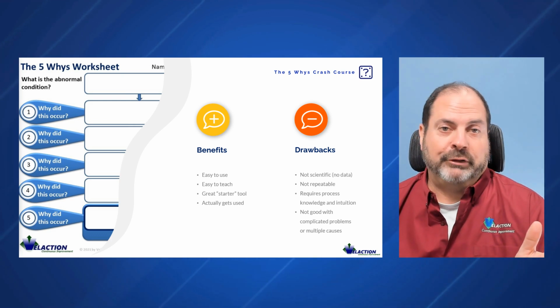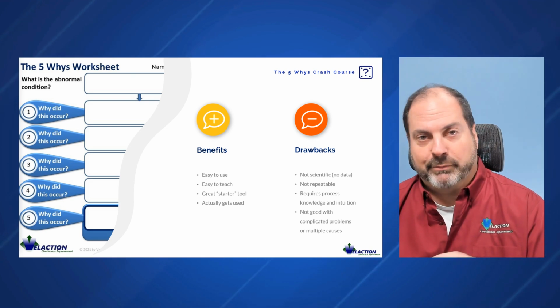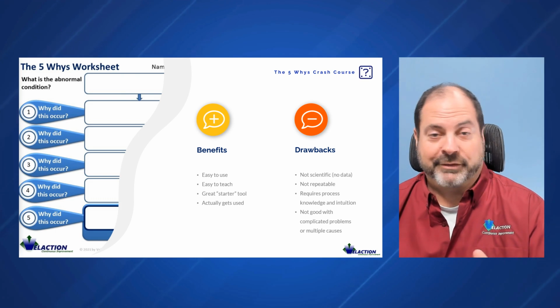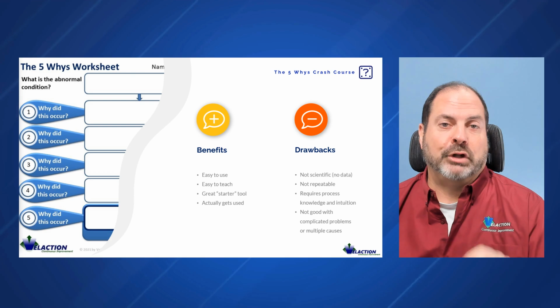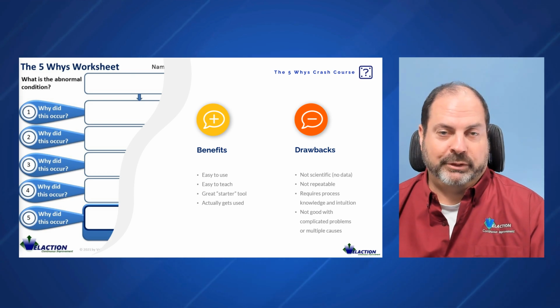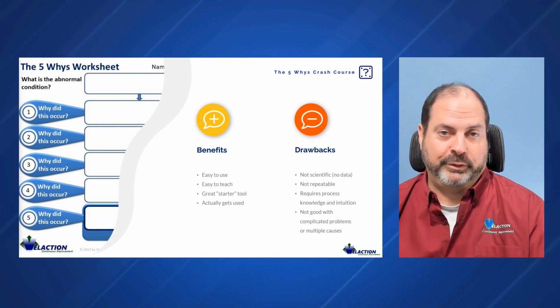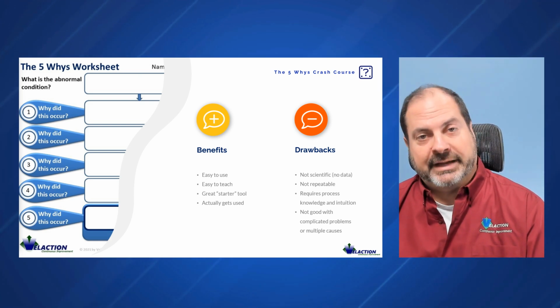And it also falls short if there's complicated problems where you might have multiple layers or hidden things where you need to get a lot of data. And again, it's not scientifically driven, or if you have multiple causes on the same problem. So those things are kind of the Achilles heel for the 5 whys form of this kind of root cause analysis.